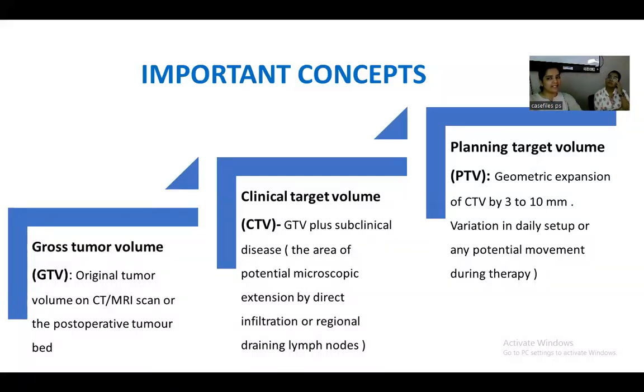Coming to the planning target volume, it is the geometric expansion of the clinical target volume that exceeds it by 3 to 10 mm. This basically includes the variation which can occur in the daily setup of the patient or any potential movement which can occur during the therapy. So while we are giving the radiation therapy, we mark all these target volumes, and radiation is given as per the planning target volume.